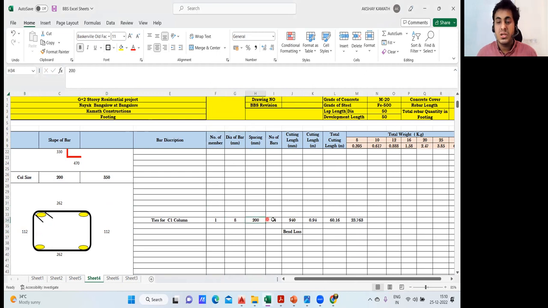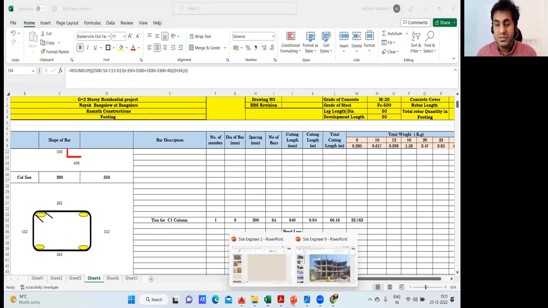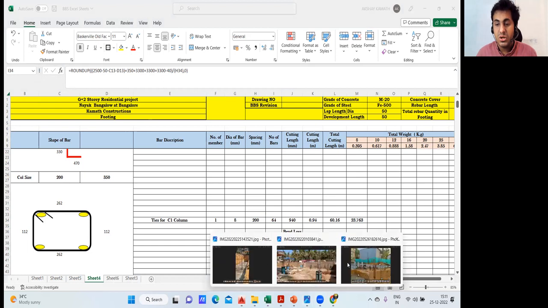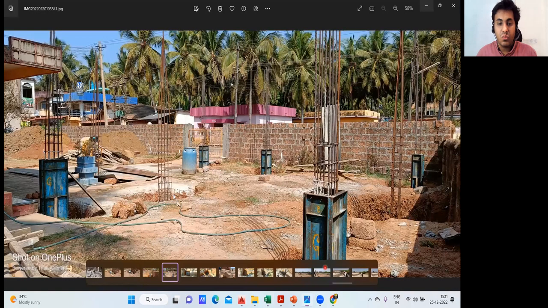You understood the spacing. Now we'll find the number of bars. Means, for example, practically, you can see a lot of stirrups given here, like 1, 2, 3, 4, 5, 6, 7, 8, 9, 10. How many stirrups are there? So many stirrups are there. How will you find how many stirrups are required?